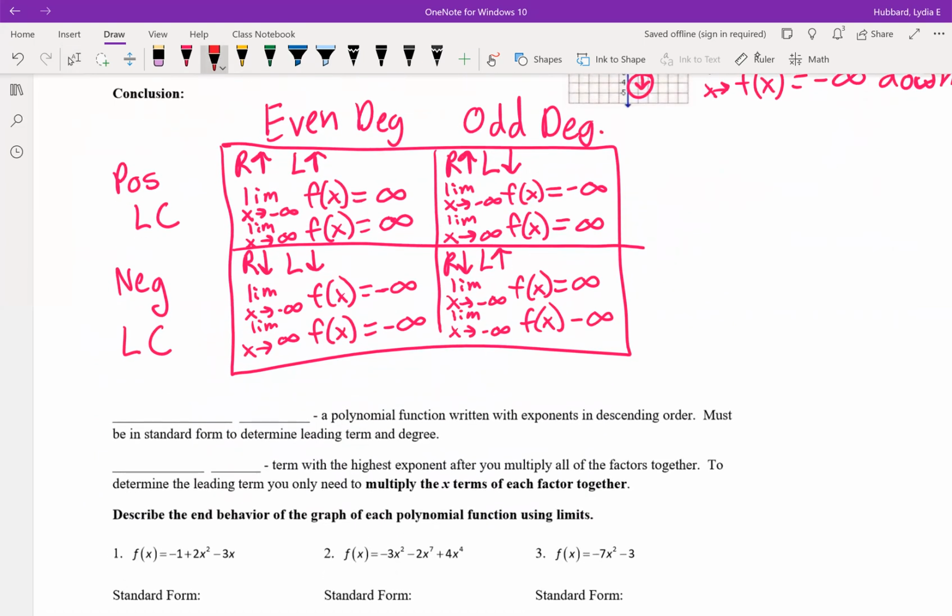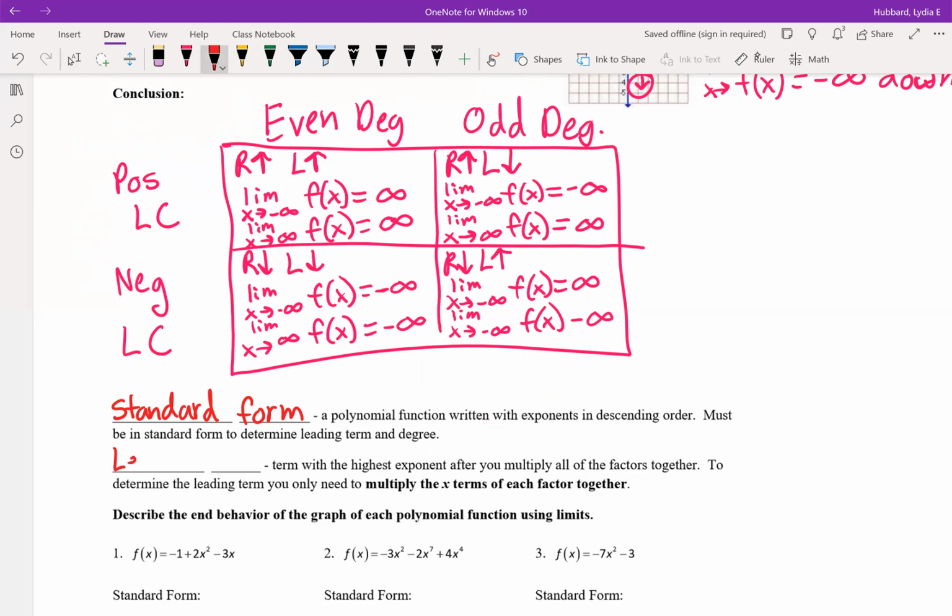Okay, so moving on. So standard form is when a polynomial function is written with exponents in descending order. So it must be in standard form in order to determine the leading term and degree. So that's like saying we have to have x to the third, x squared, x, and then our constant. So we have to have descending order of those exponents.